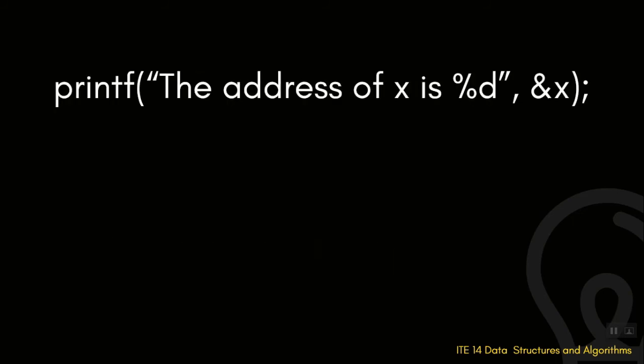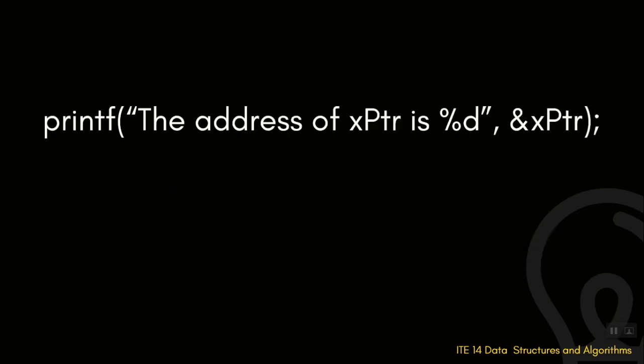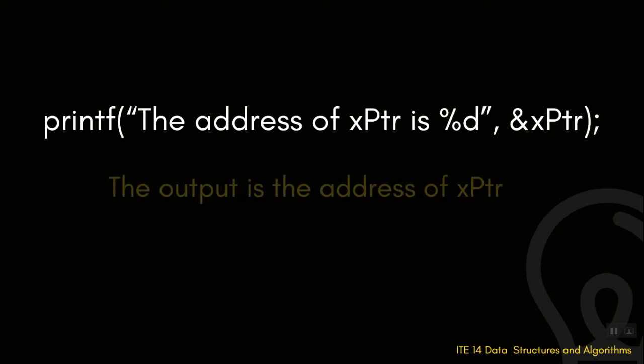Printf, the address of x is %d, and we have to write the address sign and the variable name, which is &x. This will output the address of x. And lastly, we have printf, the address of xPtr is %d, and we have to write &xPtr. This will output the address of our pointer variable xPtr.